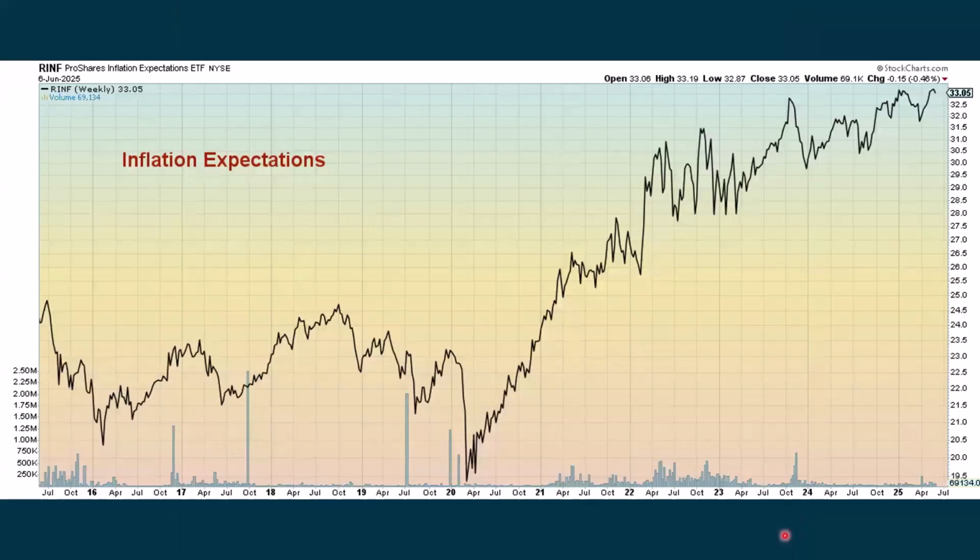And then we look at inflation expectations. This is a weekly ETF where we had been going up, and that was causing some concern. Well, lately it's starting to roll over a little bit. So this isn't really suggesting there are real inflation problems according to this chart.